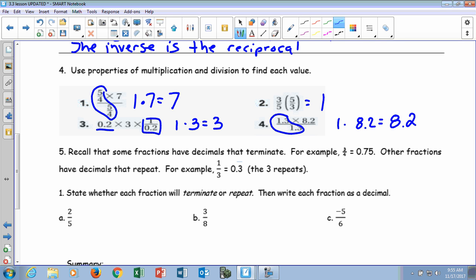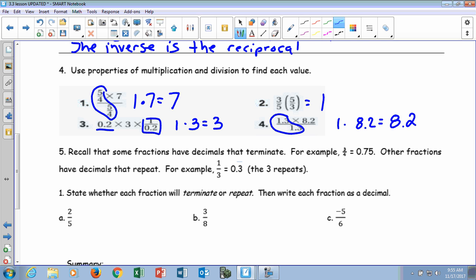So it says, recall that some fractions have decimals that terminate, meaning they stop, right? At a tenths, a hundredths, a thousandths, or whatever. But other fractions go on forever. Like you guys told me before that 1/3 was 0.3 repeating, right? It goes 0.33333 on forever and ever, right? So some fractions terminate, some fractions don't.